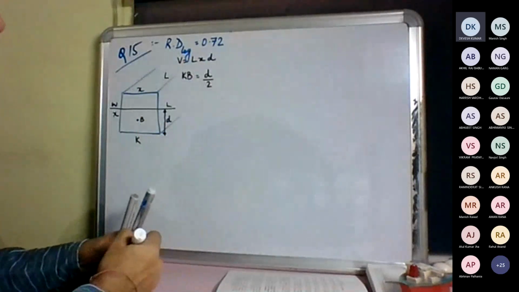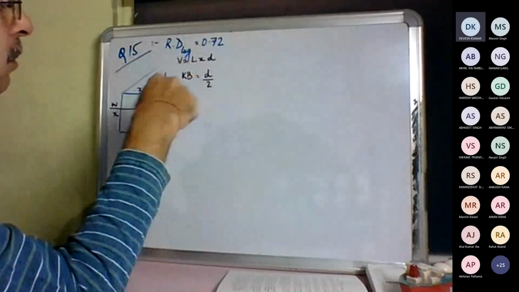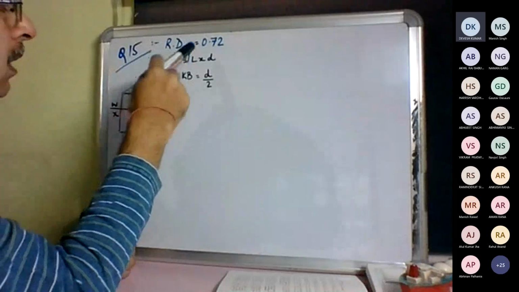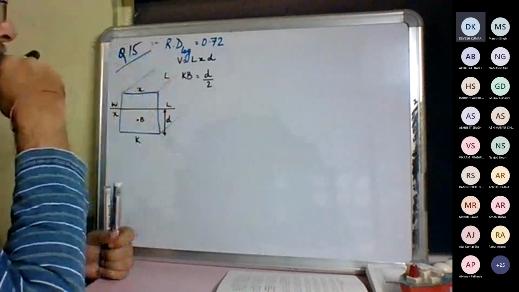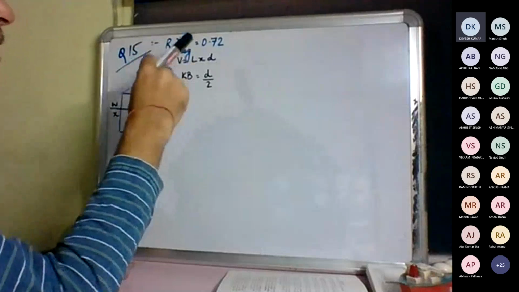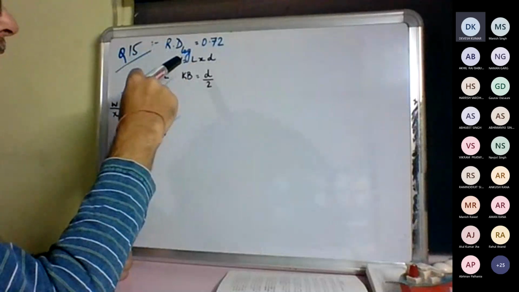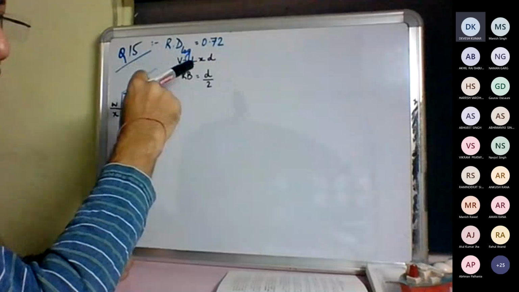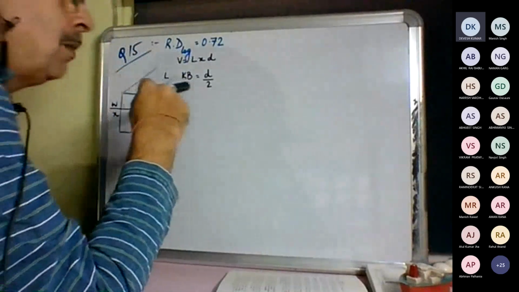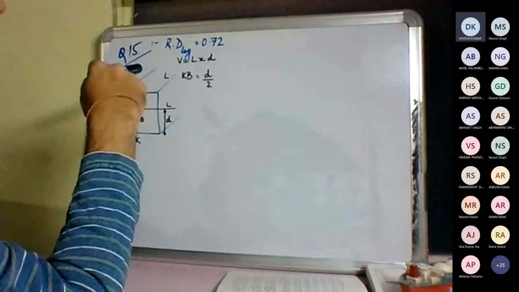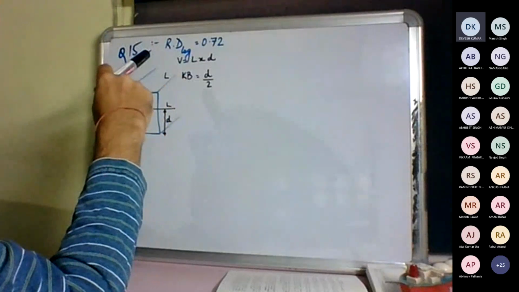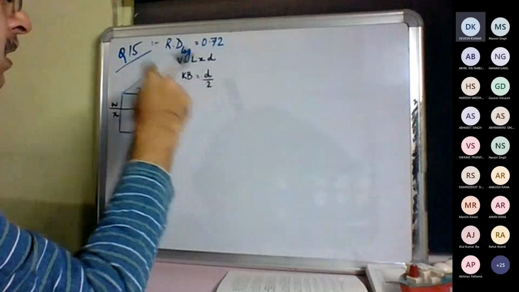One thing I have to note is that the data given to me in this question is very less. Only one data point is given to me. Whenever the data in a question is less, it means the question is testing me on basics. It is going to check me on my basics. So I have to be careful of that. So KB is d by 2.